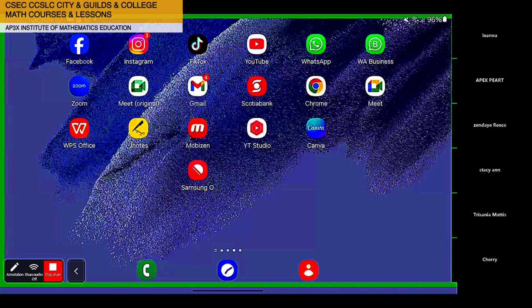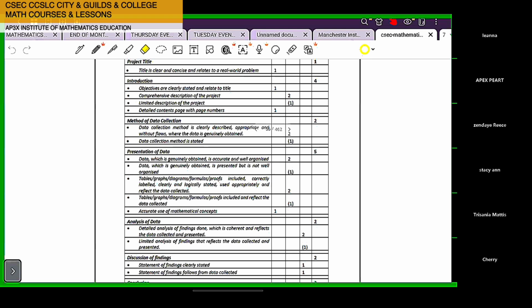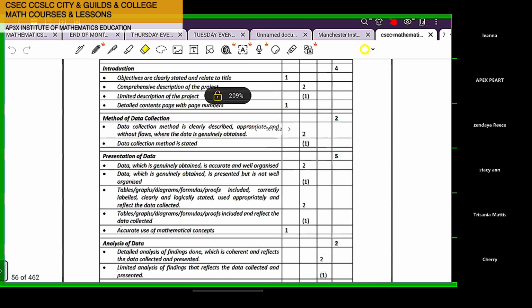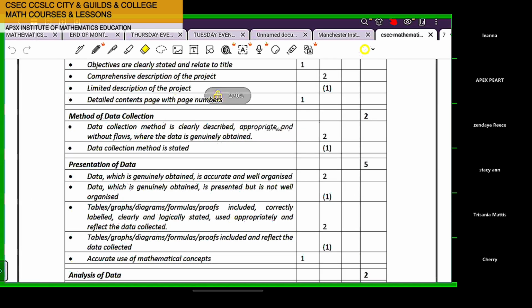All right, assuming that you guys would have picked a topic, it is now time for us to get into what the introduction is and how you would actually construct one. There are just a few things that need to be in the introduction. Your objectives must be clearly stated and must relate to the title that you've chosen. And you must have a comprehensive description of the project. If you have a comprehensive description of the project with all of what I've instructed you to have in there, you will get 2 marks. If you don't have all of it, then you're only going to get 1 mark. And then, of course, you have to have your content page. That is what comprises the introduction.